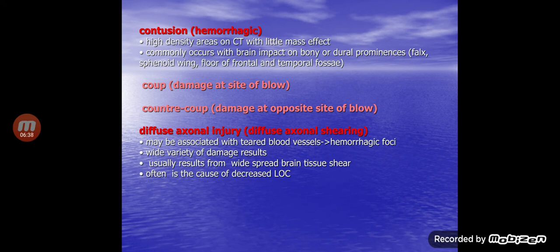We have the coup when the damage is at the site of the blow, and the counter coup when the damage is opposite. Diffuse axonal injuries may be associated with tearing of blood vessels leading to hemorrhagic foci, with a wide variety of damage results. Usually it results from widespread brain tissue shearing. Often it is a cause of prolonged loss of consciousness.